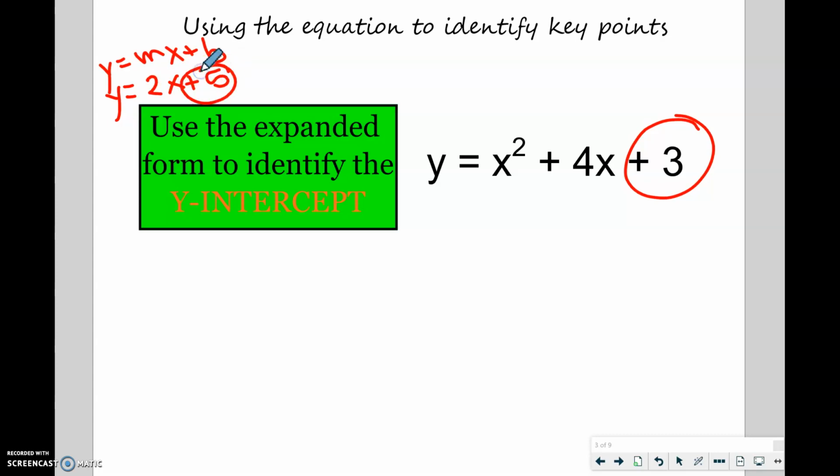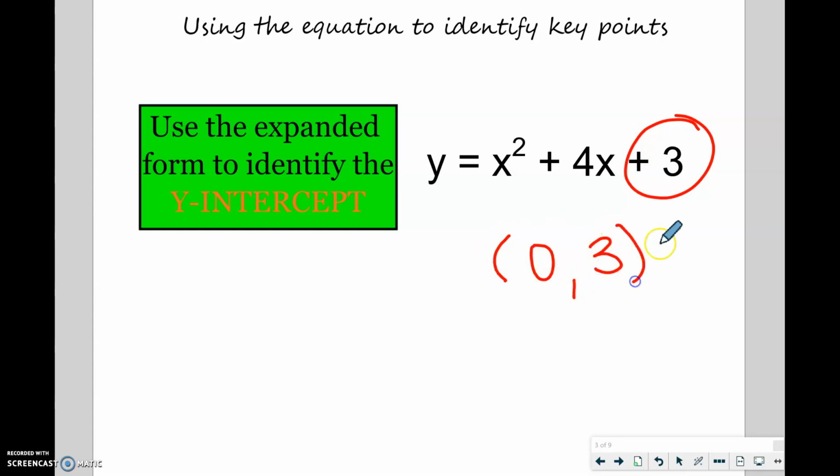Remember how this was the y-intercept when we were doing the linear relationships? It's really a very similar thing when I have the quadratic relationship equation. So this 3 means that my y-intercept is going to be at (0, 3). I'm going to write it as a coordinate point because my y-intercept is a coordinate. Whatever that last number listed is, that's going to be the y-intercept. Okay, so just identify that point. So there's one point that I'll be able to graph.